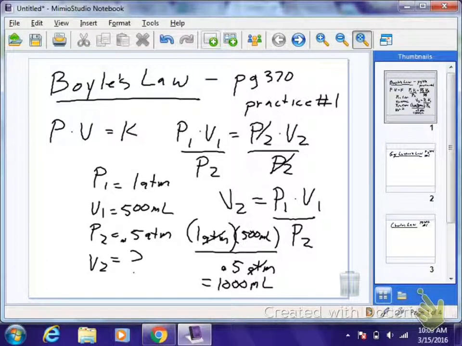Alright, so to do this problem, temperature has to remain constant. It'll say right in the problem, temperature remains the same. Alright, doesn't change.